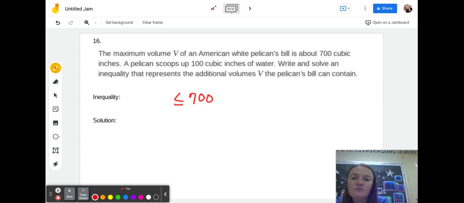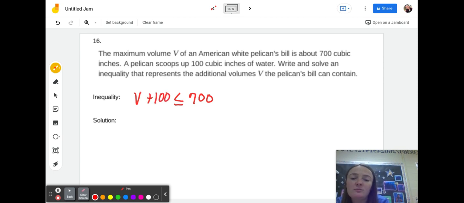We're going to say the volume of the pelican is going to be this variable V. It says a pelican can scoop up to 100 cubic inches of water. Write and solve an inequality that represents the additional volume that the pelican's bill can contain. Well, right now, I know that the maximum volume is 700. If I can scoop up only 100, we want to know basically how much more can the pelican contain. We can actually add 100 to this.